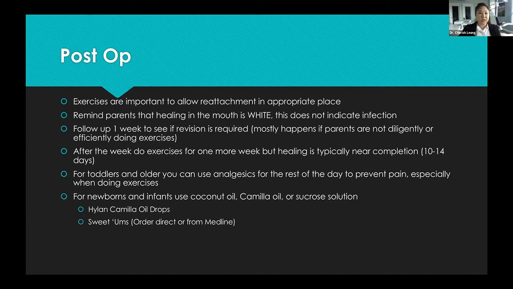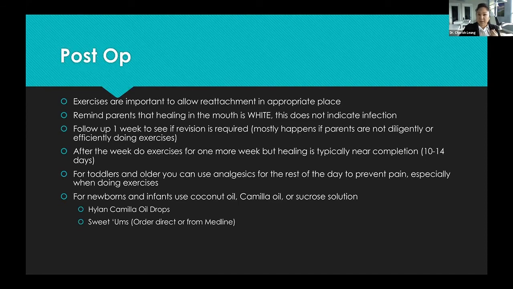For toddlers and older, you can also tell them to use some analgesics if they need it. So Tylenol to prevent pain the rest of the day, because they're usually only comfortable for about a couple of hours right after the procedure. But especially when doing exercises, you're basically having a wound that you're opening again. So you really want them to be comfortable, and toddlers complain more. So a little bit of Tylenol for the first day or two, and they're fine.